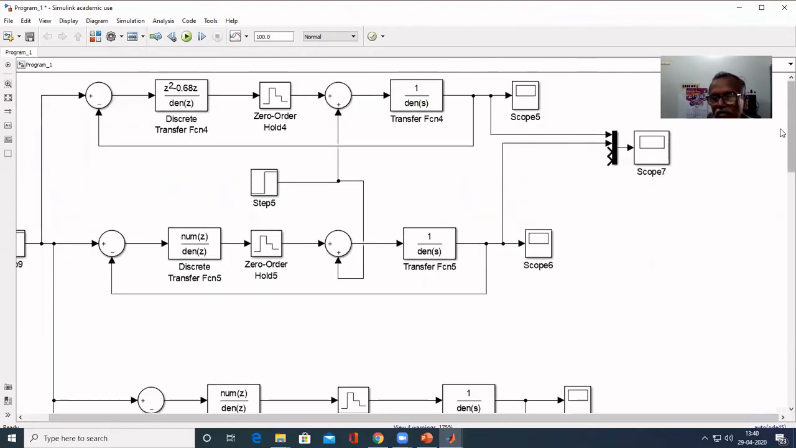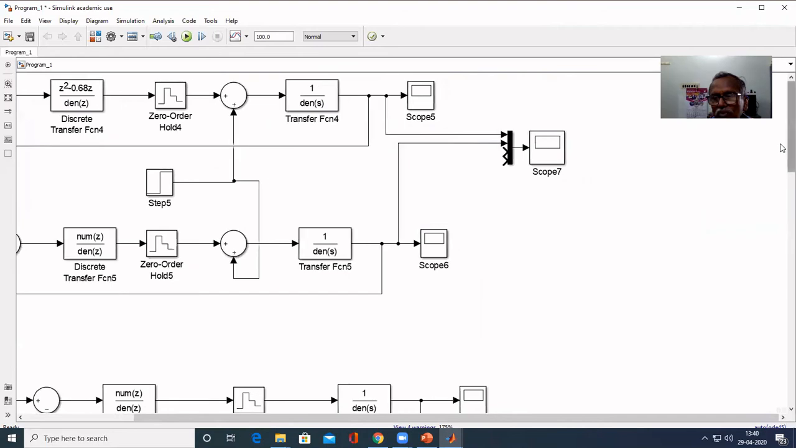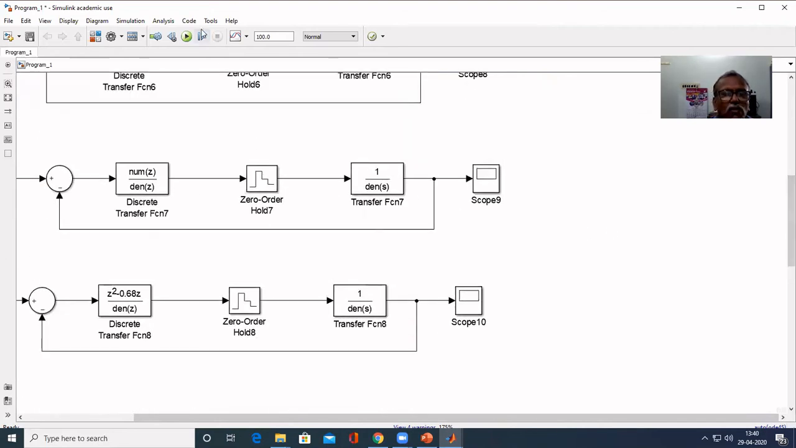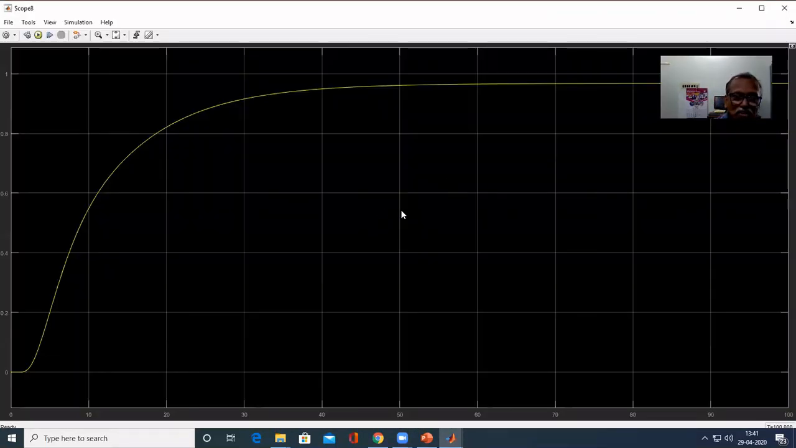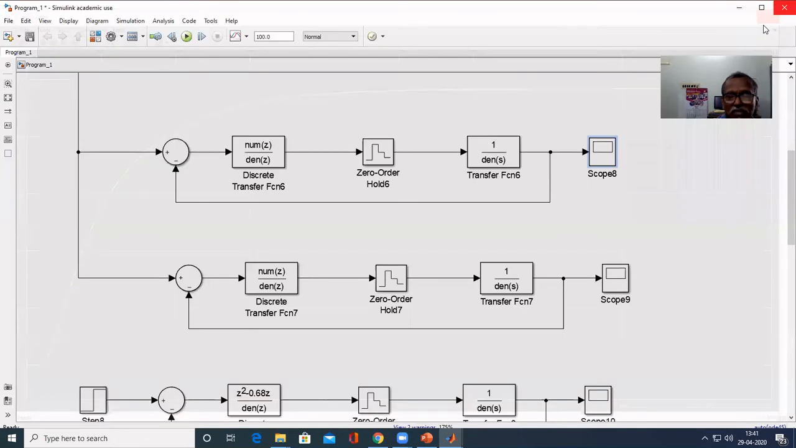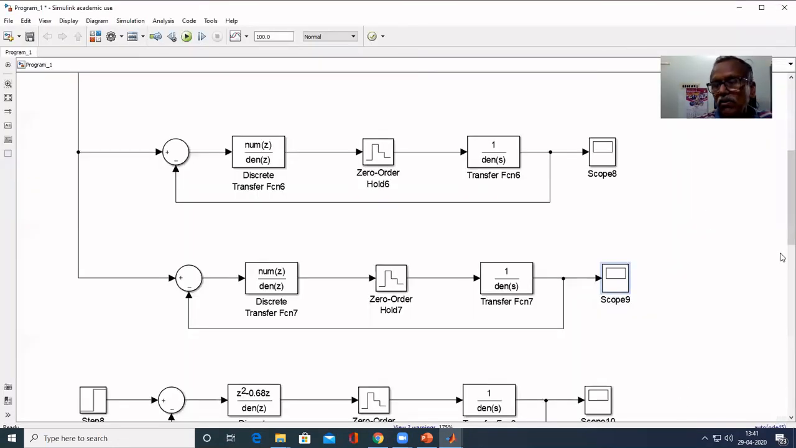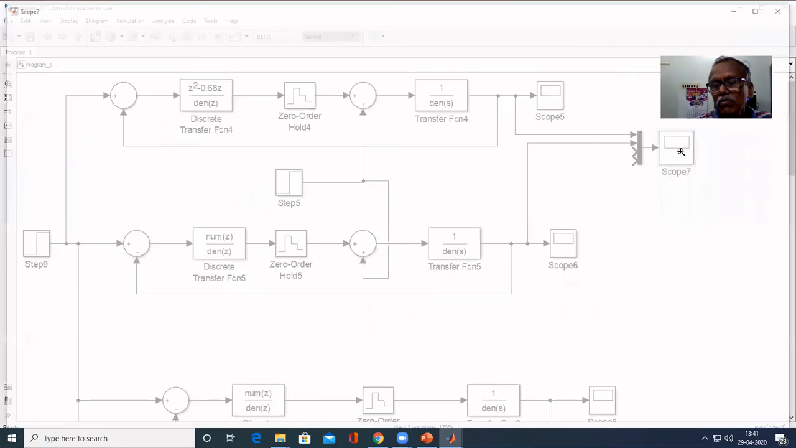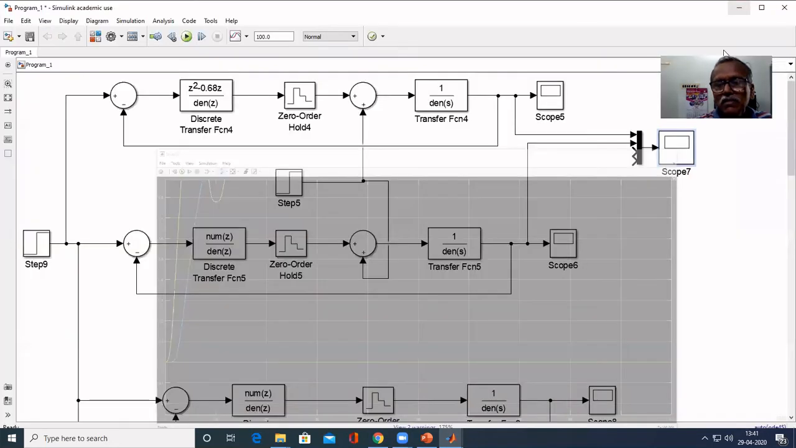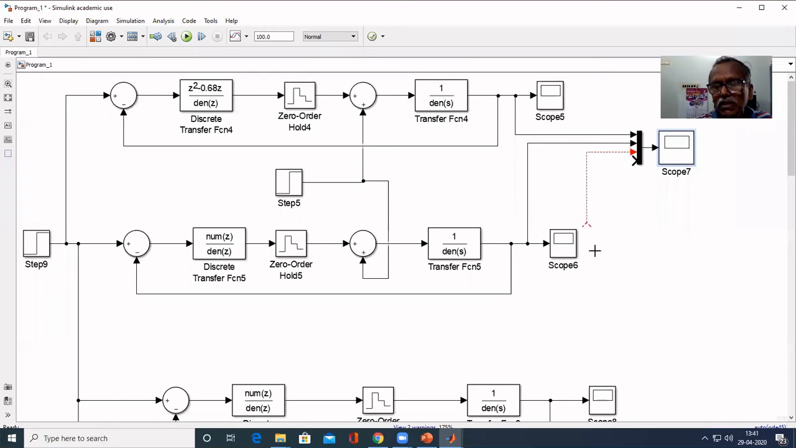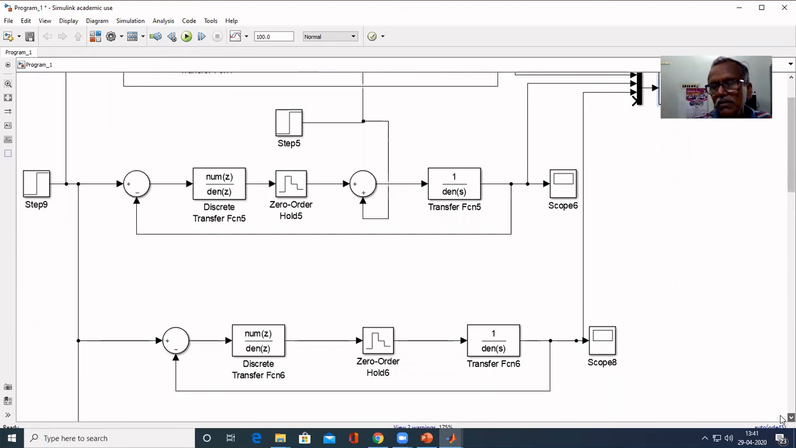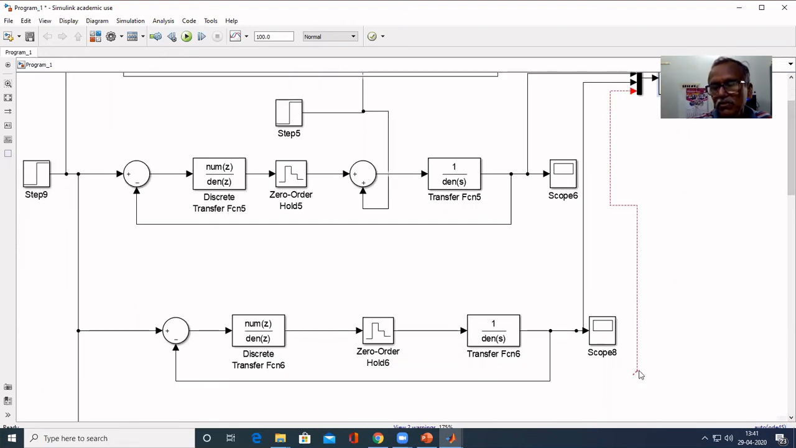So already we simulated for mu equal to 3. Now let us simulate for mu equal to 10. This is the response for mu equal to 10, very sluggish. If you see the response for mu equal to 1, it is smart. Now we'll see all together in one window, one scope. Let us see all together. So you have to connect this, and you have to connect this also.